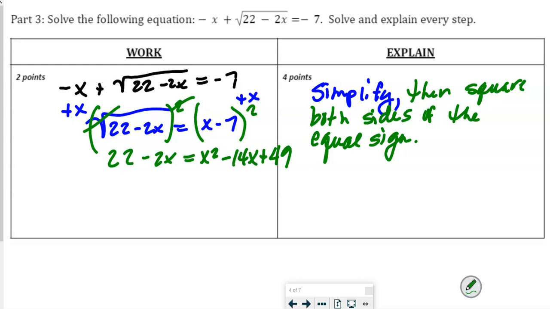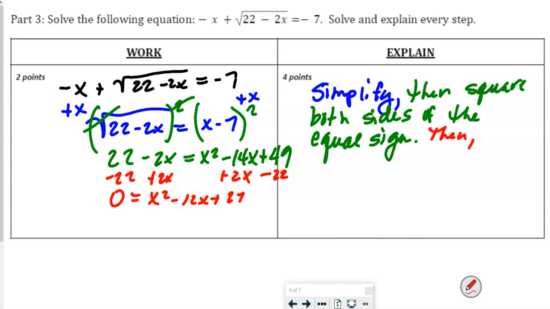Then we got to basically set this equal to 0, right? So we got to move everything. So we are going to have to subtract the 22 and add the 2x, right? So when we do that, we get 0 equals x squared minus 12x plus, what did I get here? 27, right? All right, so that was simplify and set equal to 0, right? That was our next step.